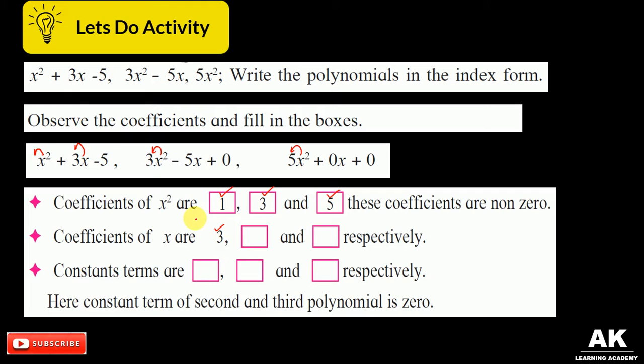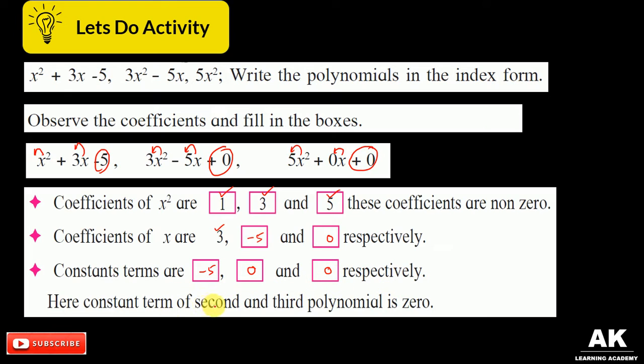All right. Then what is the coefficient of x in the second equation? It is minus 5. All right. What is the coefficient of x in the third equation? It is 0. Now what are the constant terms? Constant terms are minus 5, right? Then 0 and 0 in the third equation, right? So the constant terms are minus 5, 0 and 0 respectively.